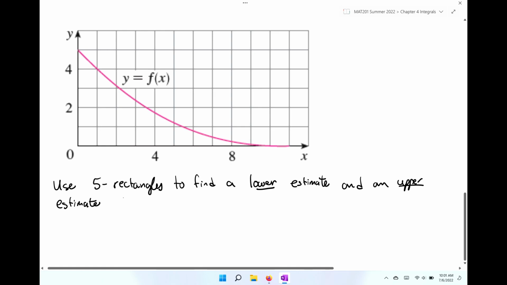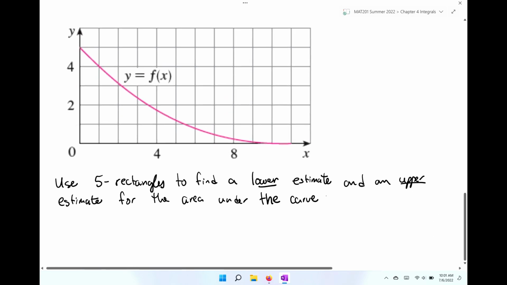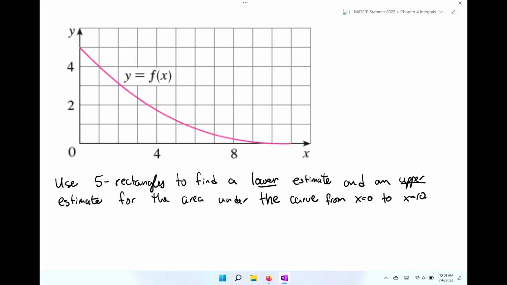For the area under the curve from x equals 0 to x equals 10. All right. So we're going to sketch each one of these, and we're just going to go ahead and do this. All right. And it's not difficult at all.